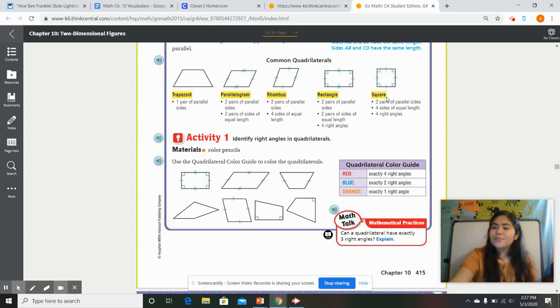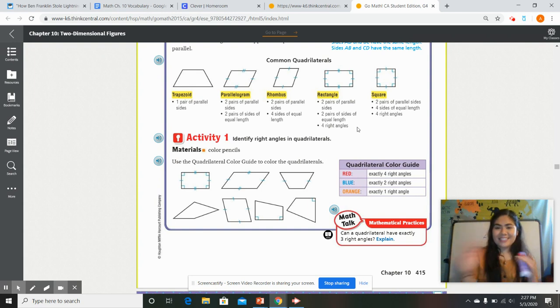A square, here's where it gets tricky. A square has two pairs of parallel sides, so 1, 2, and these are parallel too, four sides of equal length, and four right angles. So, many of you remember Miss Kaylin.